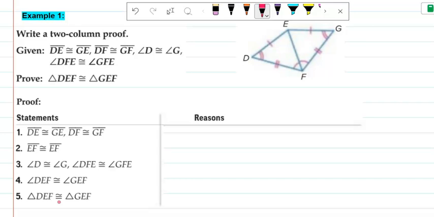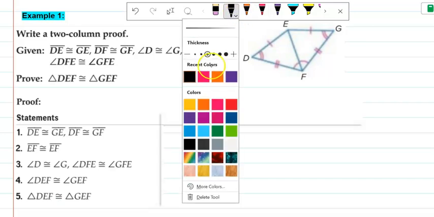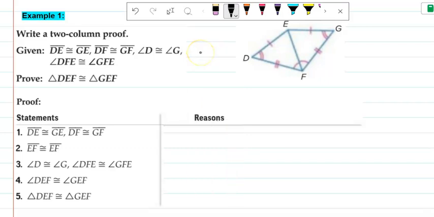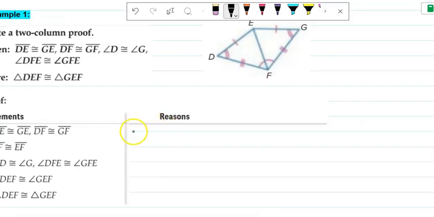Okay, so back to what I was saying, the first thing that we want to look for is our given. And we want to make sure that that is all listed in our proof. We usually like to list the given first. Sometimes it's not always listed first, but it all has to be listed somewhere in our proof. So we have DE is congruent to GE. That's right here in statement number 1. So we know statement number 1 is given.